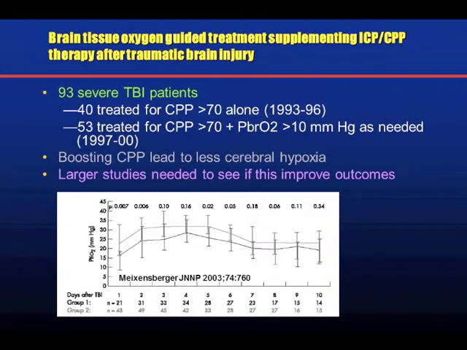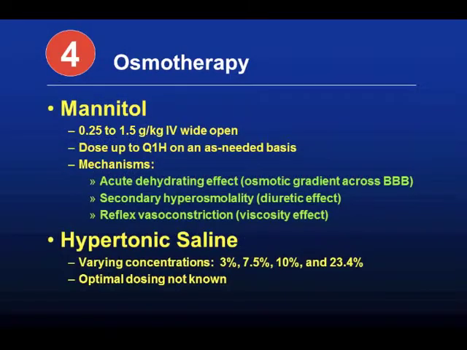This is data showing how we can target CPP to maintain higher brain tissue oxygen levels. And I'll show you plenty of examples of that in the next talk as well. This is an English study. This is mean PbTO2 levels over time in 2 different cohorts of TBI patients.